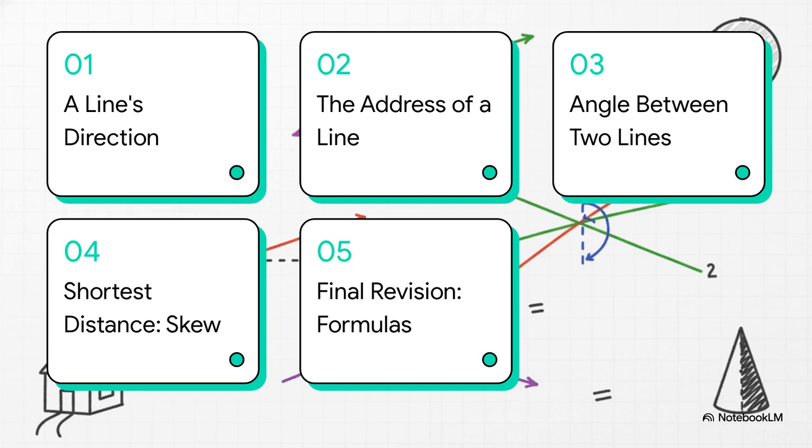Here's our simple plan. We'll start with a line's direction. Then we'll give that line an address. After that, we'll see what angle two lines make. Then we'll tackle the shortest distance. And finally, a super fast revision of all the formulas. Simple hai na? Chalo, let's start.